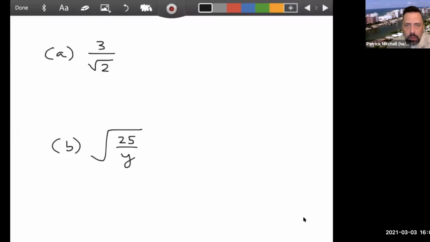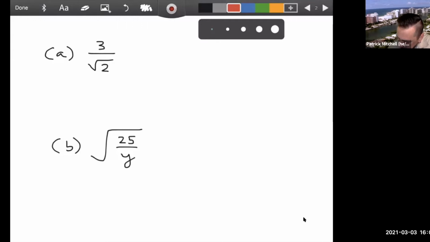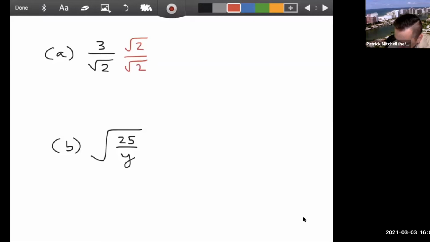All right, starting with 3 over the square root of 2. Since I just have the single square root of 2 in the denominator, I'm going to multiply the top and the bottom by square root of 2. Downstairs I just get 2 because square root of 2 times square root of 2 is 2. Upstairs I get 3 times the square root of 2.